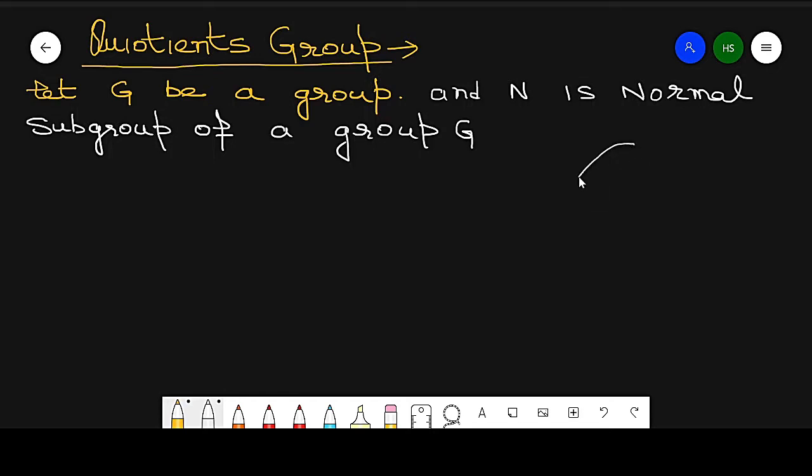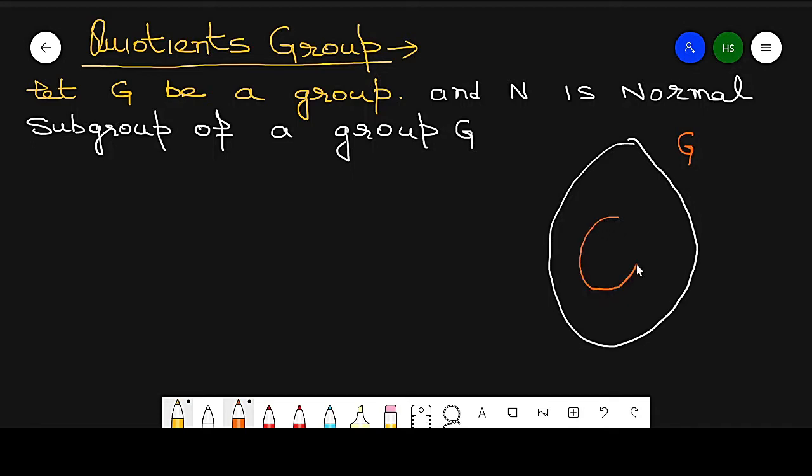We have this total bigger group, which is G, and this N is a normal subgroup of group G. So what is the definition of a normal subgroup? It commutes with every element of G. So normal subgroup means Ng equals gN for every g belongs to capital G.